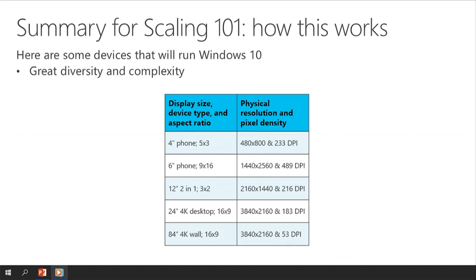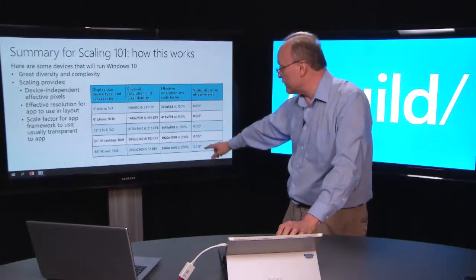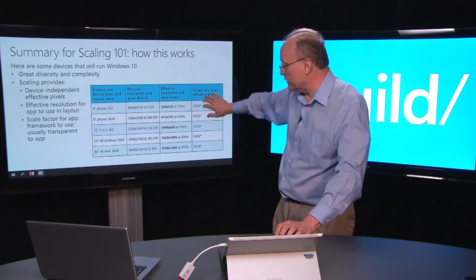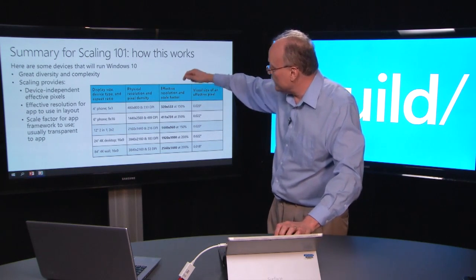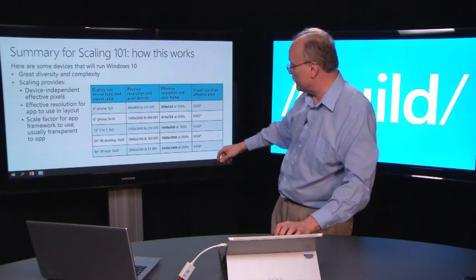Well, here's an example. Here are some devices. These are actually some of the same devices I showed at the very beginning of the talk. You can see all the diversity in terms of their size, their density, their resolution. But when we add scaling to the picture, this is what you see. First, note that the visual size of the effective pixel, as measured in degrees, is amazingly close. We've got it within basically a 10% up or down range at most. And the effective resolutions are now in a much tighter gamut than the physical resolutions are.